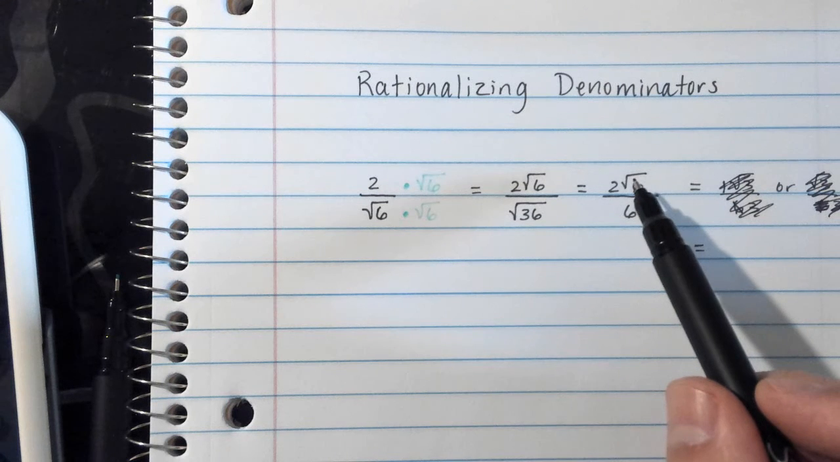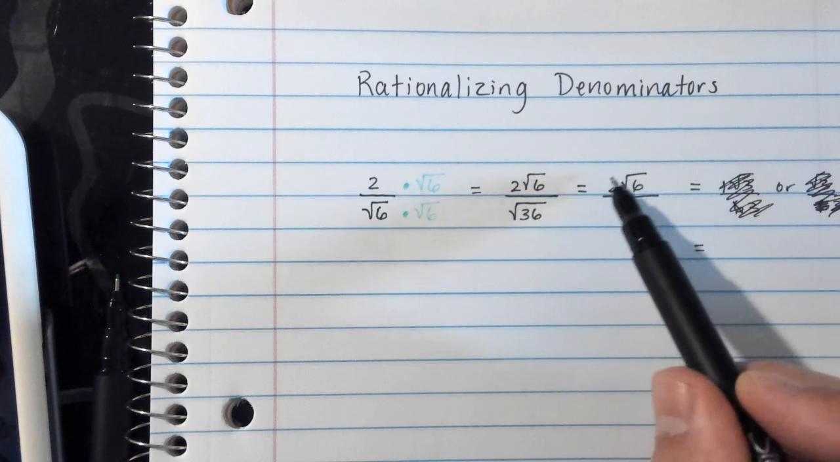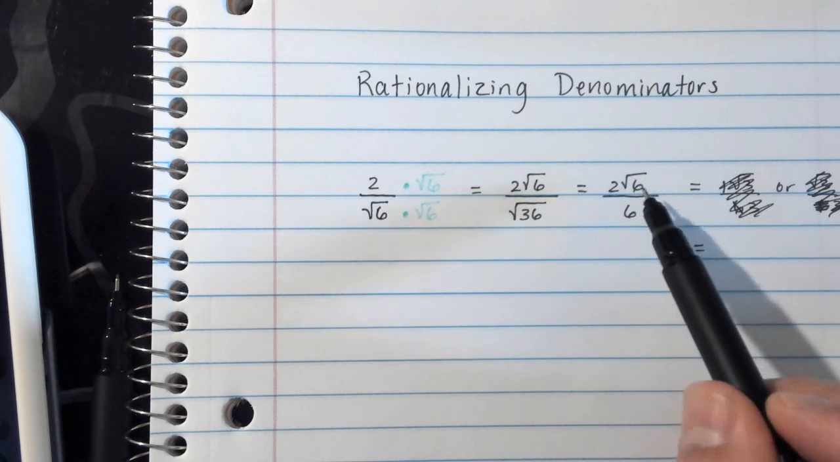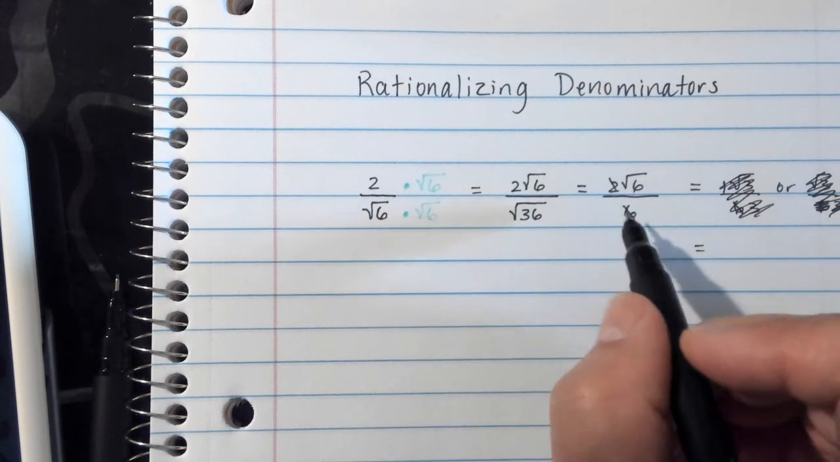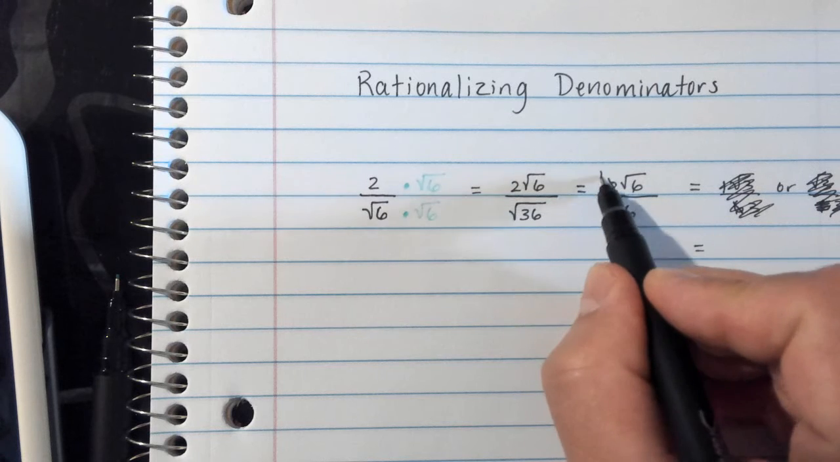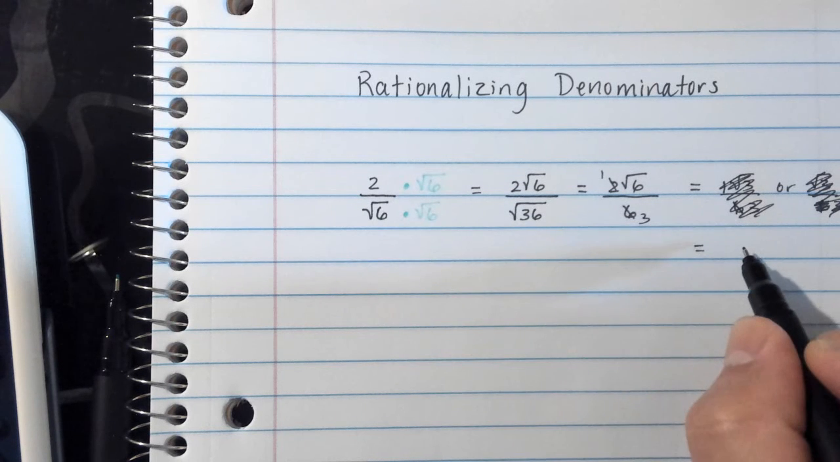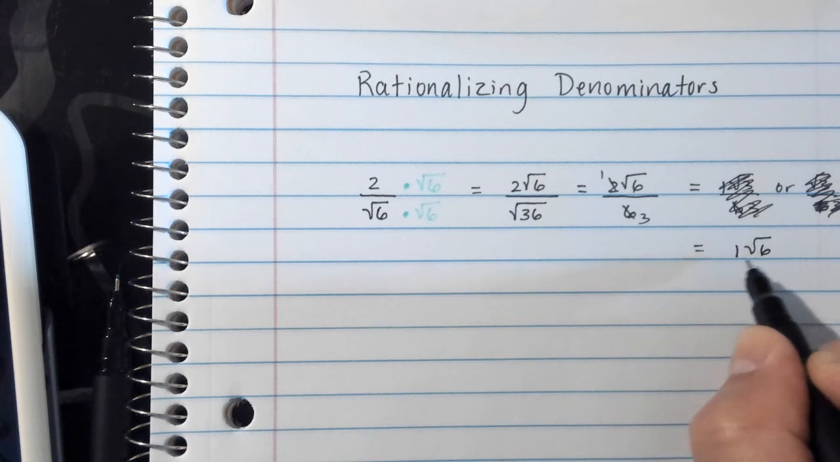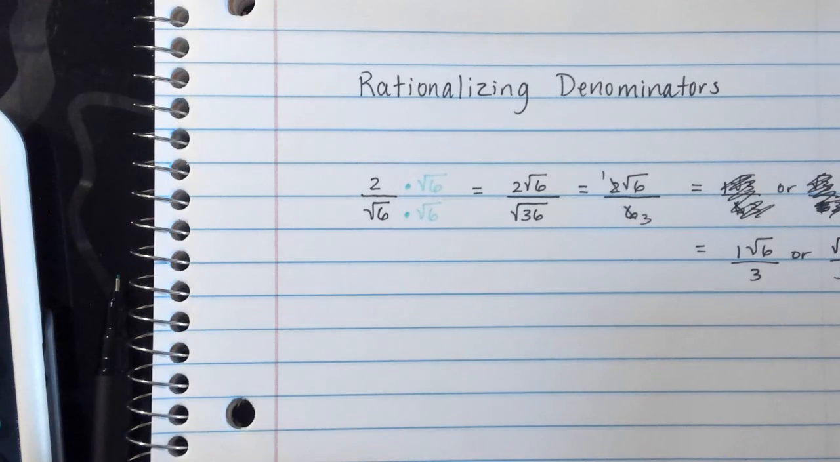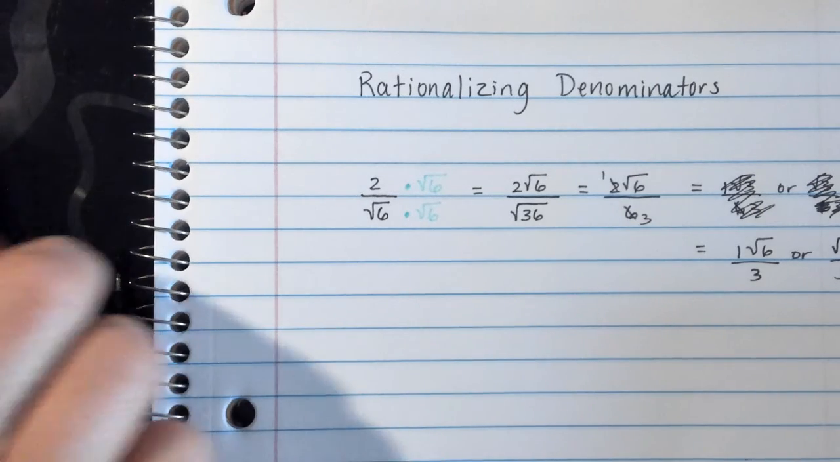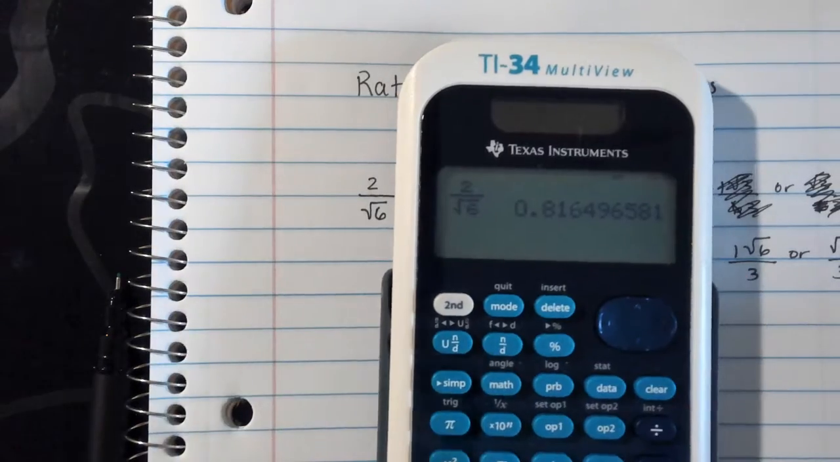Alright, let's do this again properly. 2 times the square root of 6 over 6. So the only thing getting reduced is that 2 and that 6 to a 1 and 3. So you get 1 radical 6 over 3, or just simply radical 6 over 3. Oh my goodness, I'm super sorry. Now it's going to work.